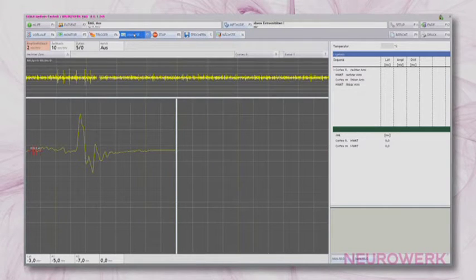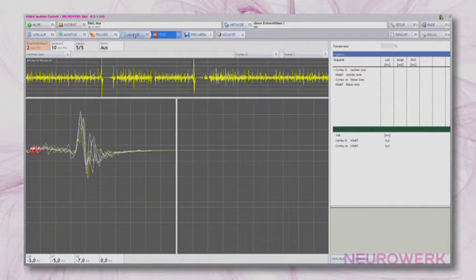Since the potential in the MEP is highly variable in terms of latency and amplitude, 4 to 5 potentials should be recorded consecutively. Therefore, the patient should maximally activate the muscle while recording.